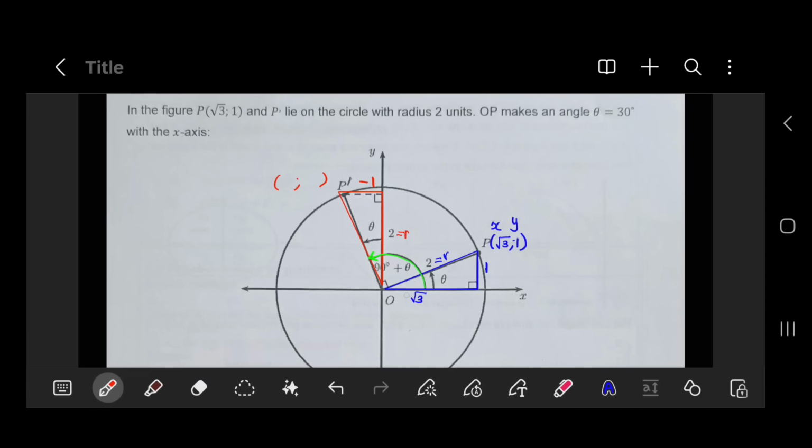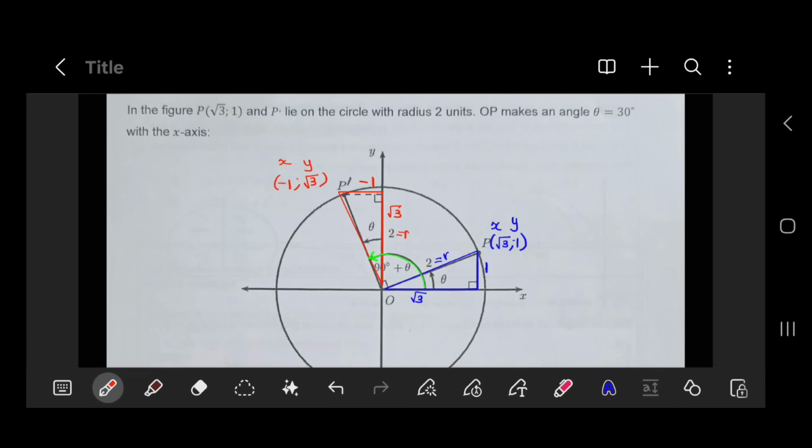And then, this horizontal distance, which was square root 3, now becomes a vertical distance on the triangle. Which means that square root 3 is now going to be the vertical distance. And it's going to be positive because we are on the positive y-axis. So if the coordinates are in the format x and y, the x coordinate will be negative 1 and the y coordinate will be positive square root 3.